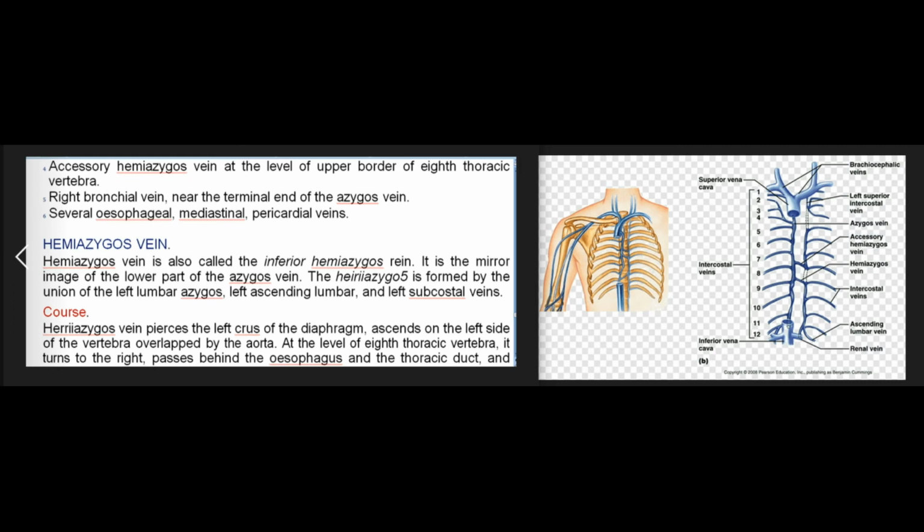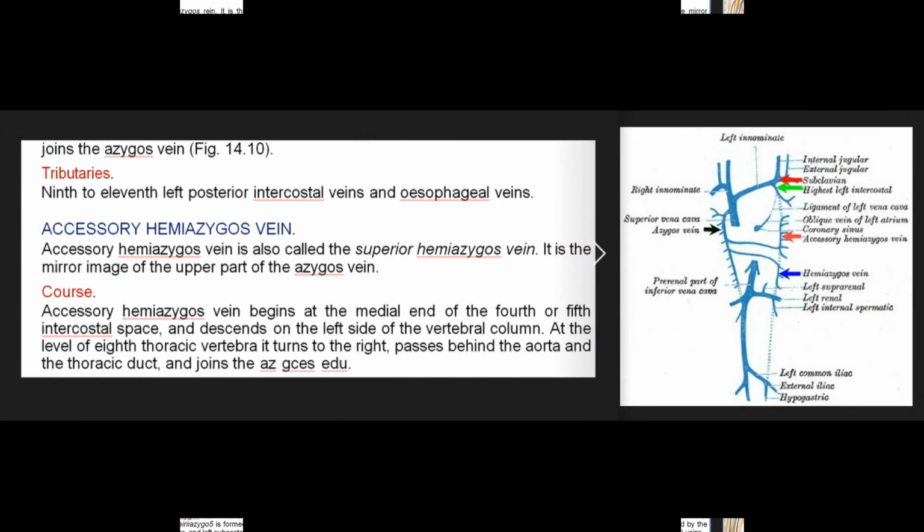Hemiazygos vein pierces the left crus of the diaphragm, ascends on the left side of the vertebra overlapped by the aorta. At the level of the 8th thoracic vertebra, it turns to the right, passes behind the esophagus and the thoracic duct, and joins the azygos vein, Fig 14.10. Tributaries: 9th to 11th left posterior intercostal veins and esophageal veins.